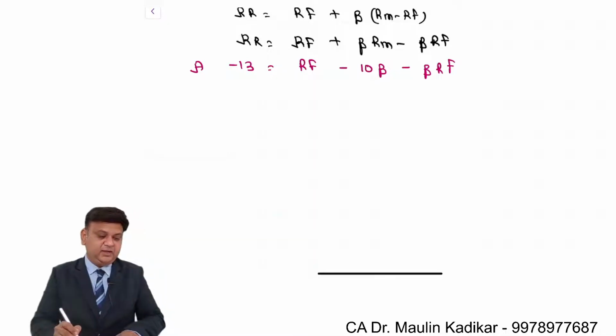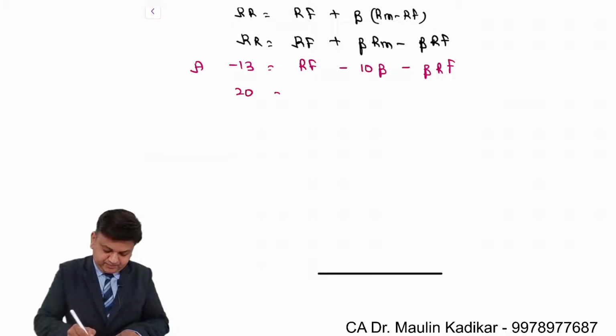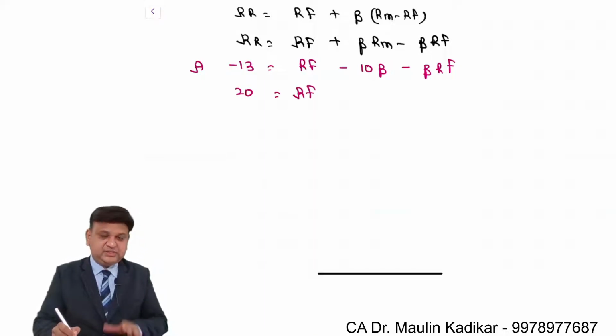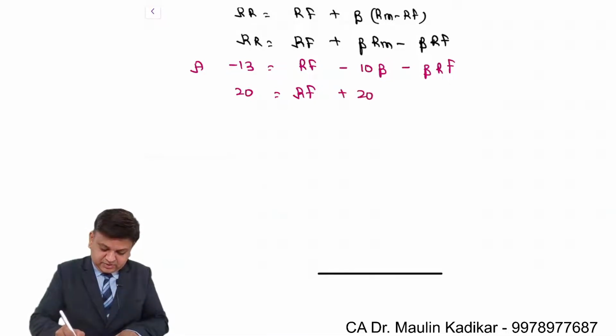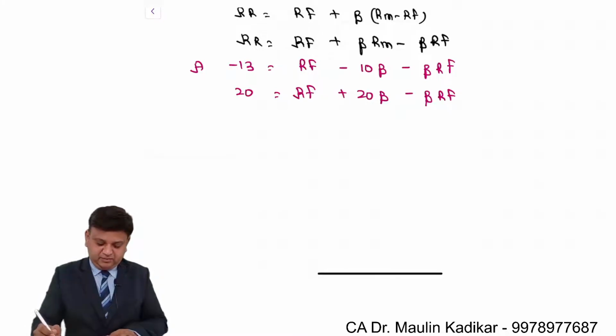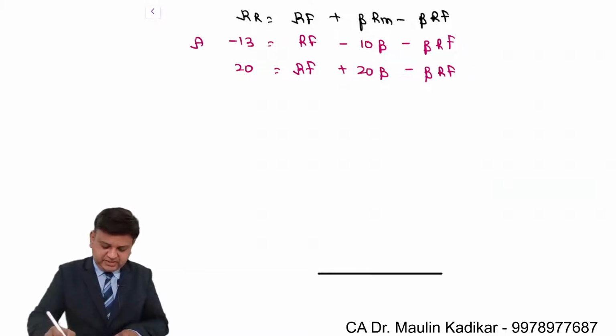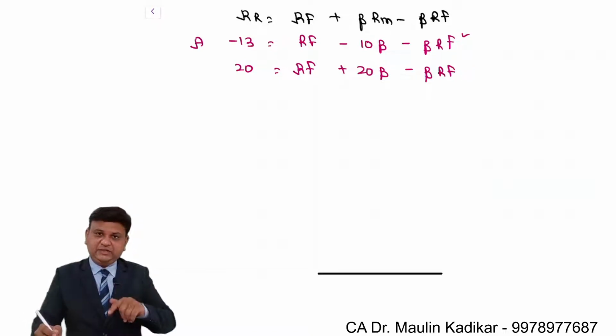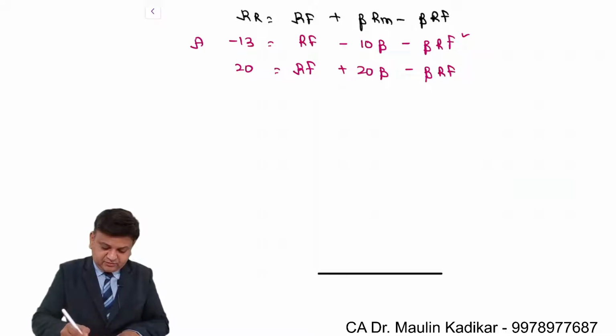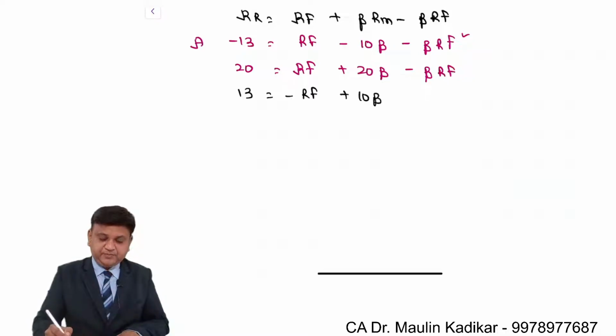Again for security A, the required rate of return is 20. So Rf plus, at that point of time, return on the market portfolio is 20, plus 20 beta minus beta Rf. So now we just have to change the sign. From negative 13 it will be positive 13, Rf positive to negative Rf, negative 10 beta to positive 10 beta, negative beta Rf to positive beta Rf.